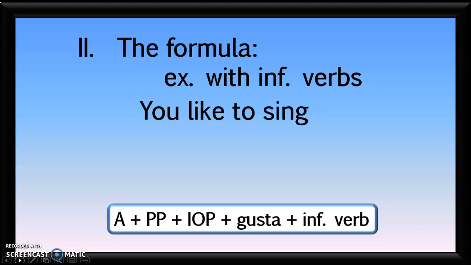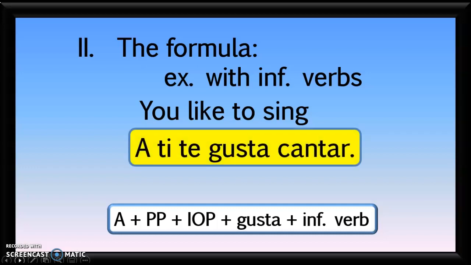Here's another example. If you want to say you like to sing, it'll look like this. A ti, te, that's the indirect object pronoun, gusta, and then the verb that means to sing, which is cantar. A ti te gusta cantar.